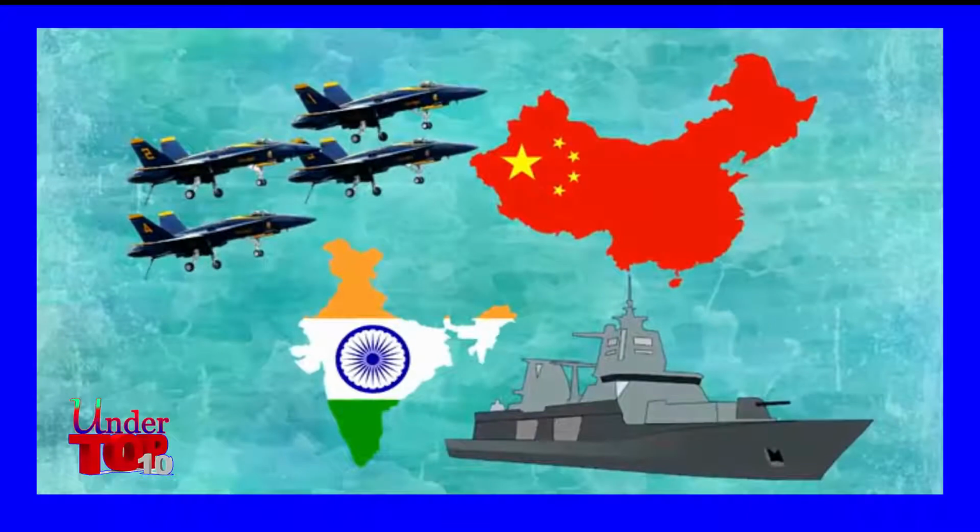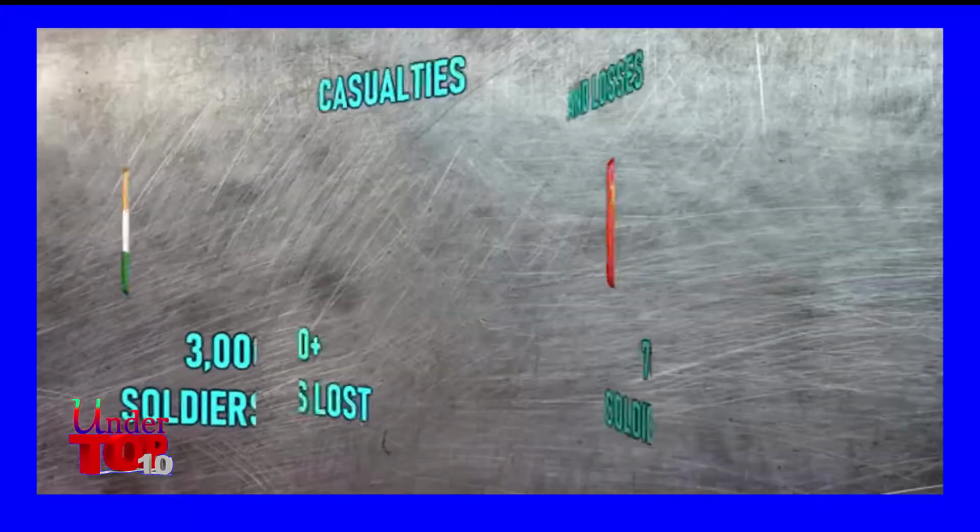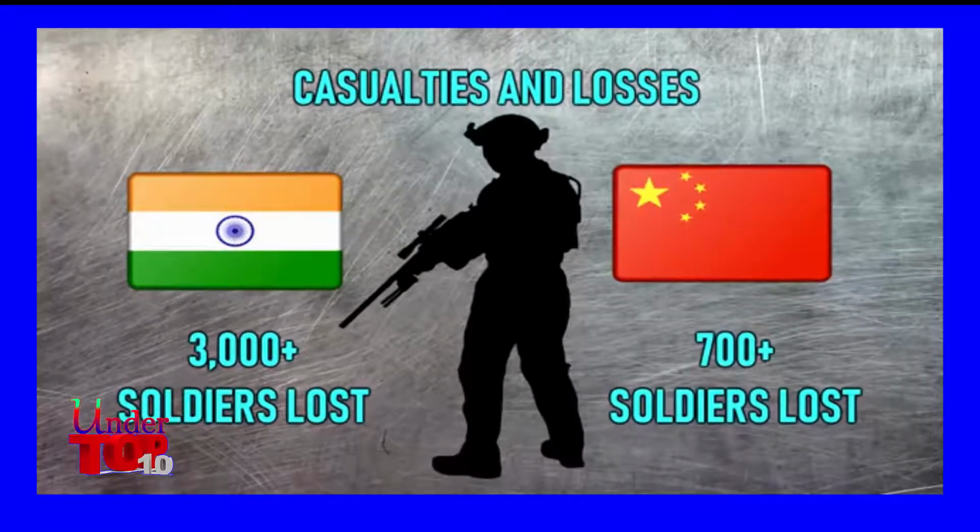The Indo-China War was also noted for the non-deployment of the Navy or Air Force by either the Chinese or Indian side. Result of the war: Chinese victory. Territorial changes. China captures Aksai Chin. Casualties and losses. India, 3,000 plus soldiers killed. China, 700 plus soldiers killed.